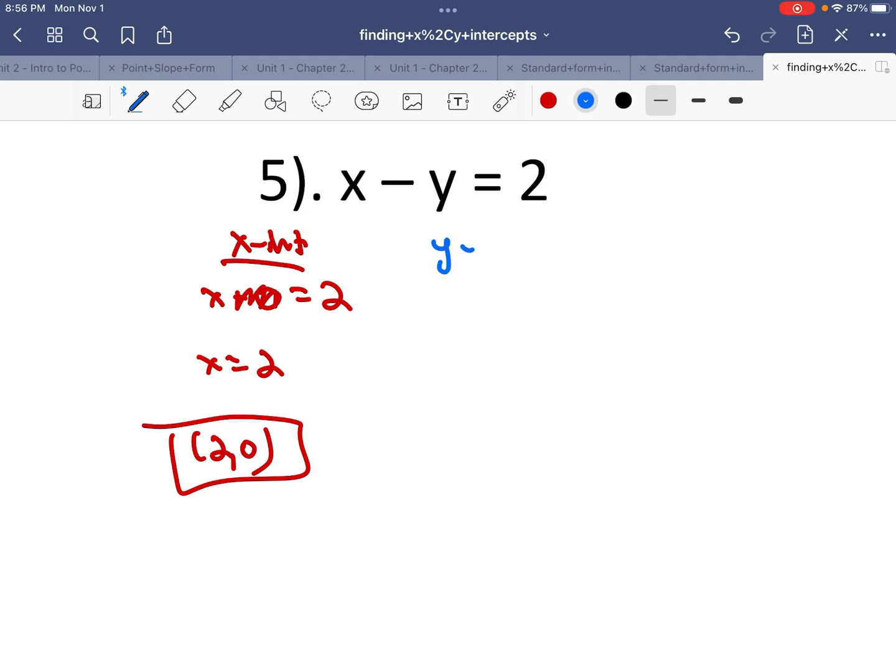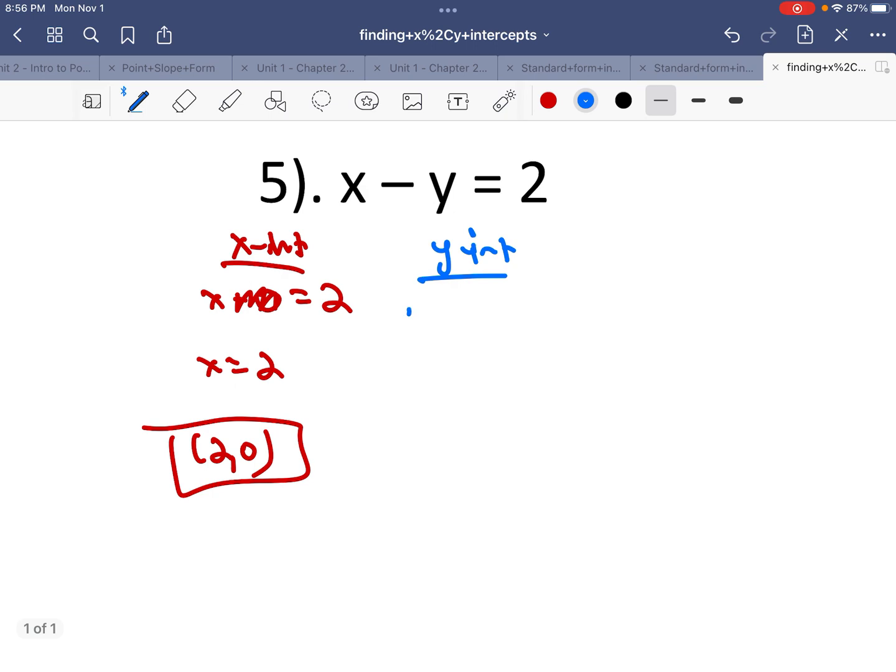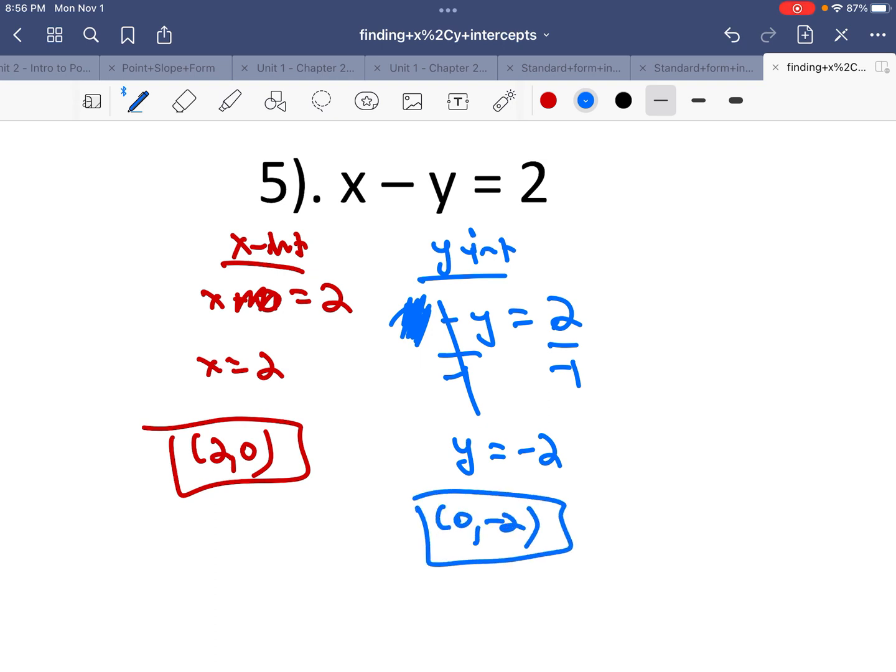Y-intercept. Sorry, a little bit sloppy there. We let x be 0. Be careful with this one. Remember, we don't need the 0, so I can erase it. I got negative y equals 2, so I have to solve for y. I divide both sides by negative 1. Negative 1 divided by negative 1 is positive 1, so I get y equals 2 divided by negative 1, which is negative 2. So the y-intercept is the coordinate 0, negative 2.